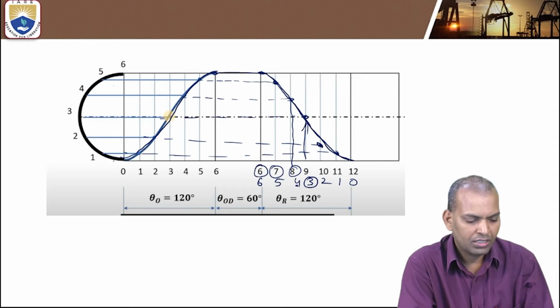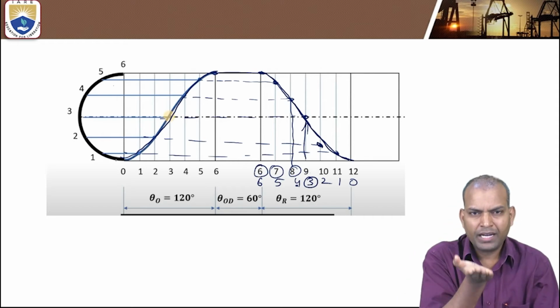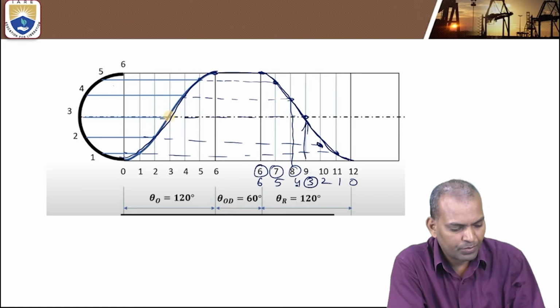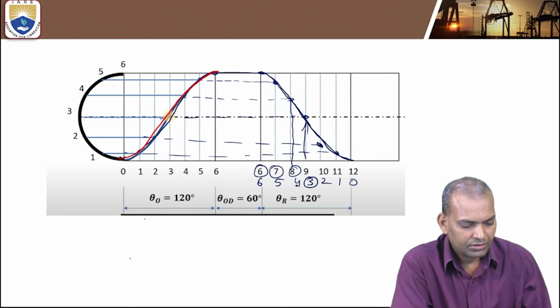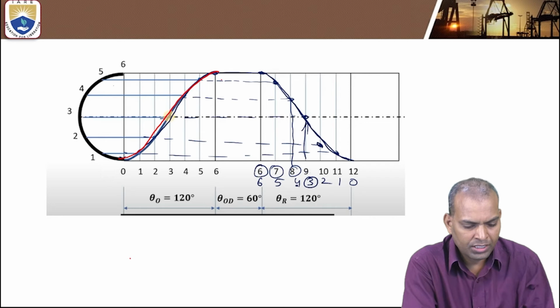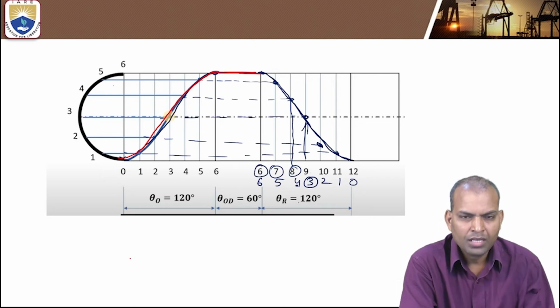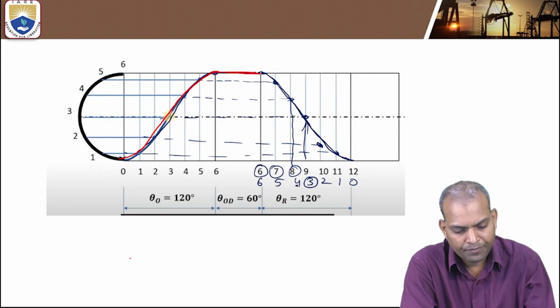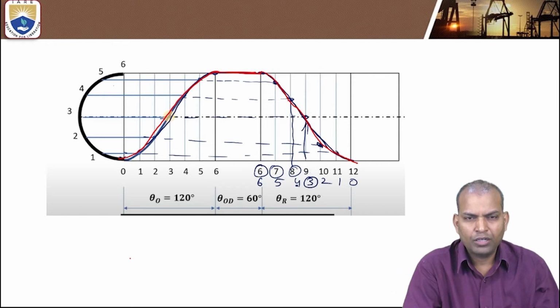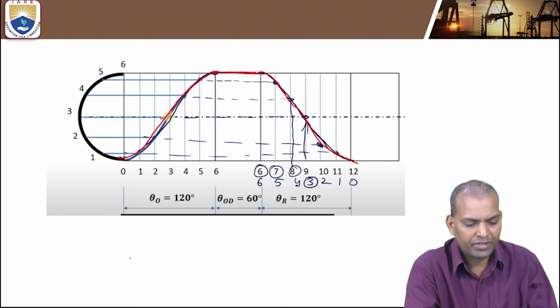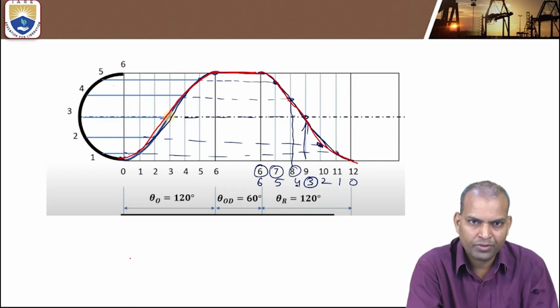So this is the displacement curve of SHM. During SHM motion, the path of your follower is this. This is the path of the follower during rising. Next, at dwell, there is no motion; it is constant. During return, it is coming from 6, 5, 4, 3, 2, 1 again. So the path traced by the follower is in the shape of a curve during SHM motion of the follower.